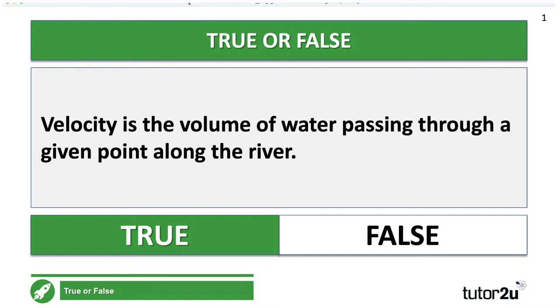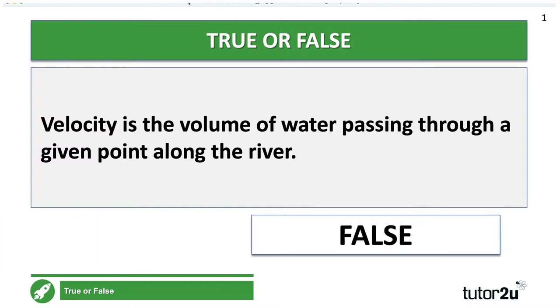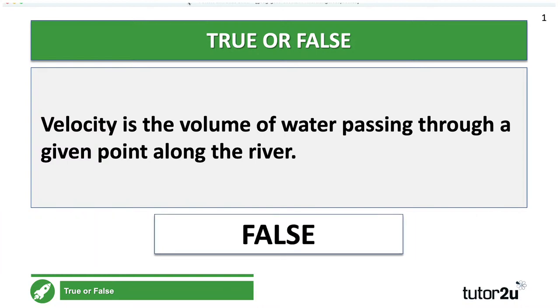Whoa, yeah, we got the first one. Well done. Right, anyone else want to try? Let's see. Be brave. Right, Jim, can we have a look at the answer, please? This is false, okay? Remember, what you're looking for there is actually the discharge.